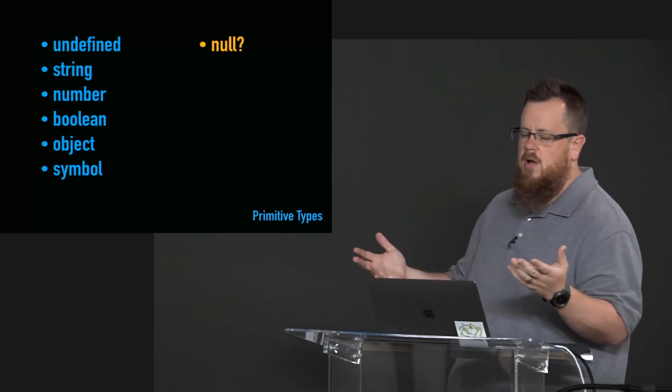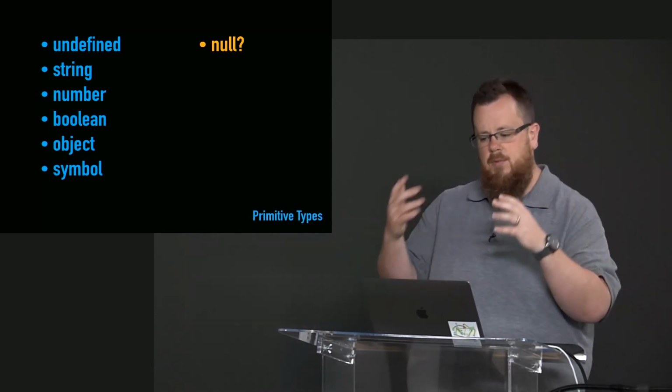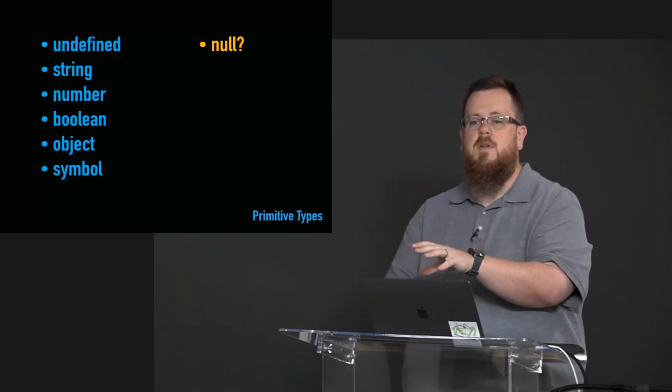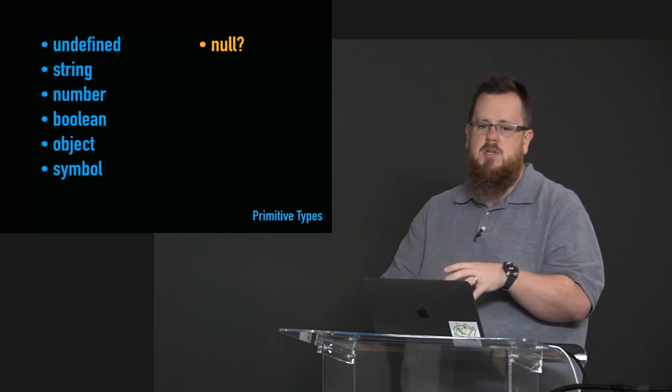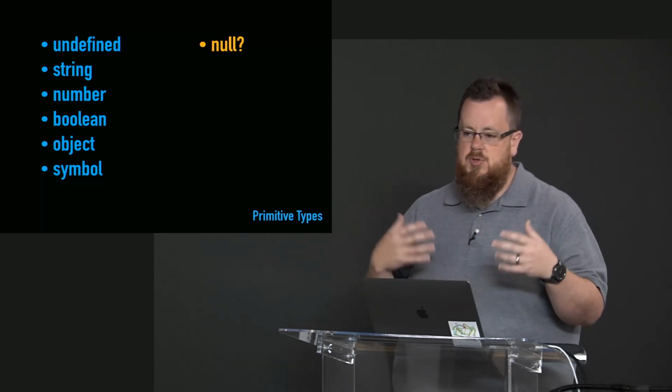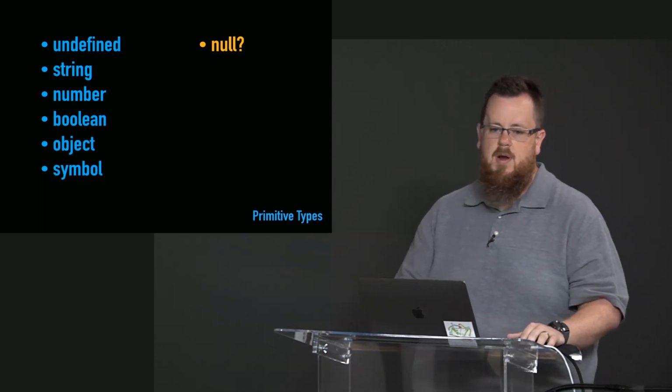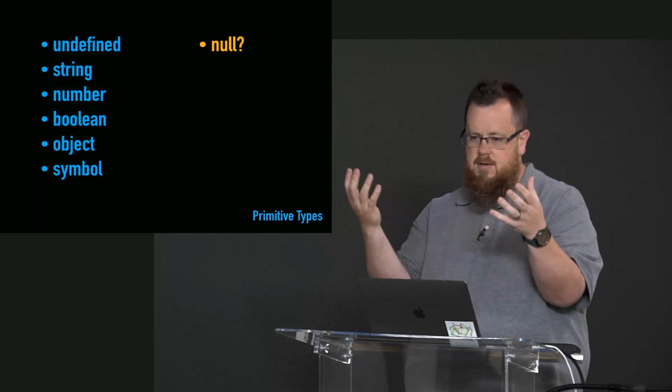But what about null? You remember undefined was an empty type. What about null? Well, that is a primitive type, but I have it highlighted in orange because it behaves a little bit strangely with respect to the typeof operator. It gives us back not what we would expect.